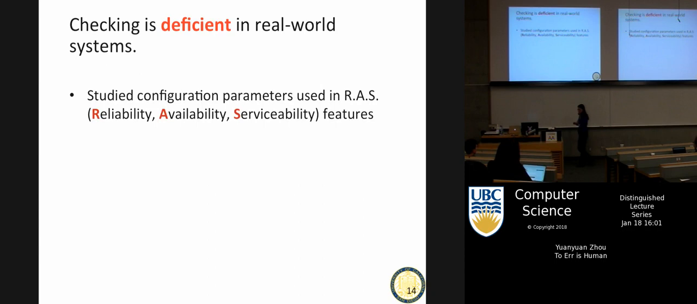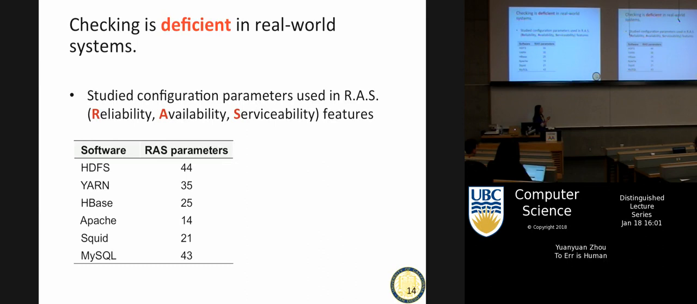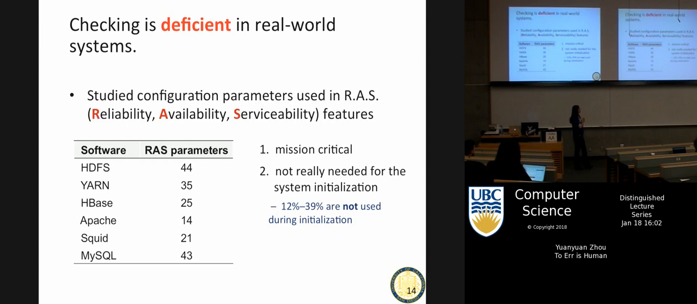So we're looking into servers like HDFS, Yarn, HBase, and all those servers. And each of the servers has many parameters, these are the RAS parameters, okay? So we're looking into whether they actually check them during the initialization phase or not, or they wait until they actually need the parameters. So this is mission critical, but not really needed for system initialization. We found that 12% to 39% are not used during initialization, okay?